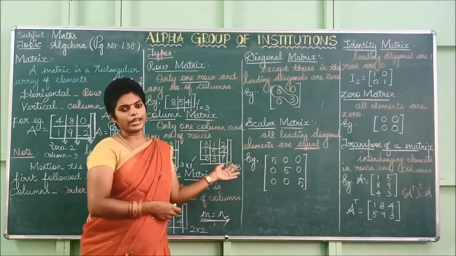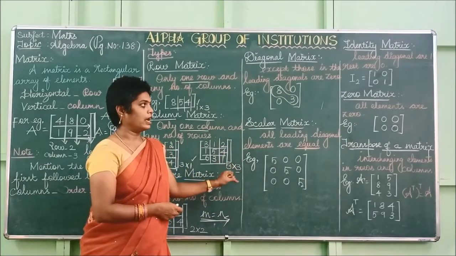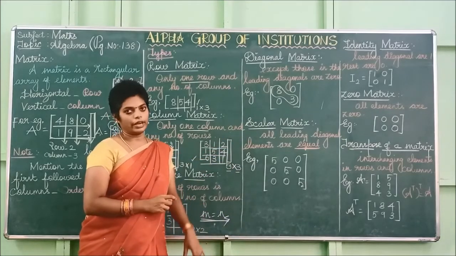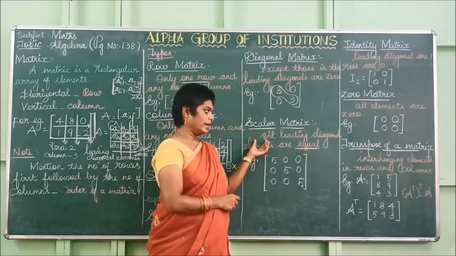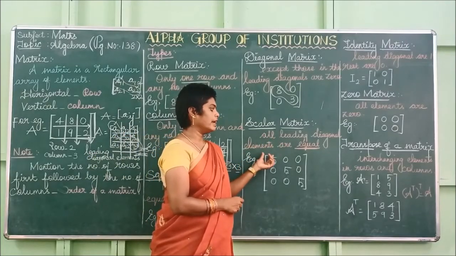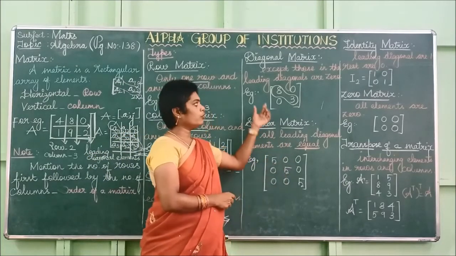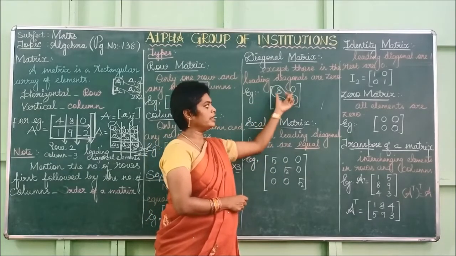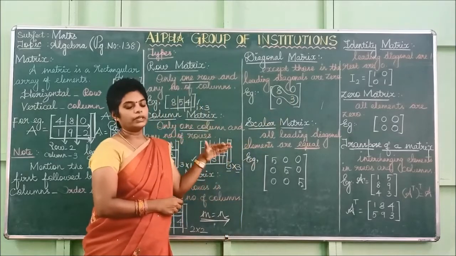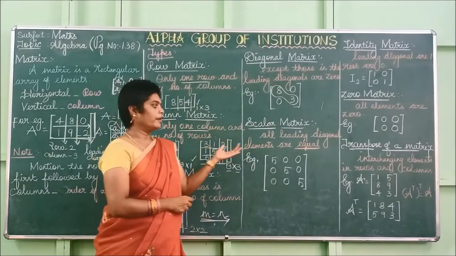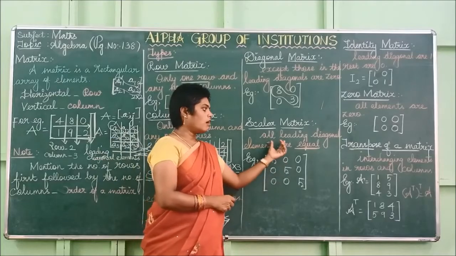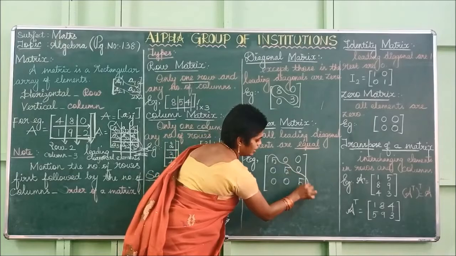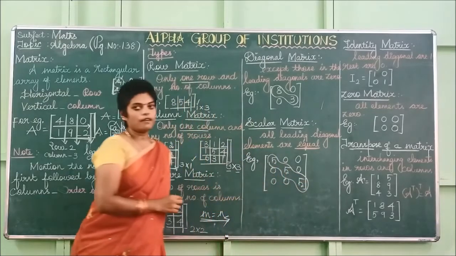Consider a square matrix for diagonal matrix, scalar matrix, identity matrix, zero matrix. For everything, we take only a square matrix. In a diagonal matrix, we can say only that except the leading diagonal, the elements are 0. But for the scalar matrix, all leading diagonal elements are equal. The leading diagonal must be the same number.